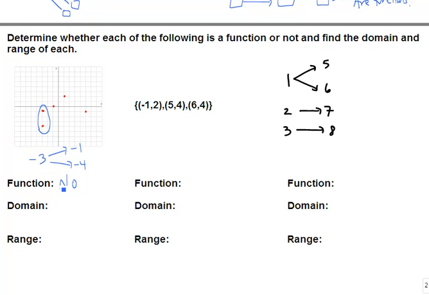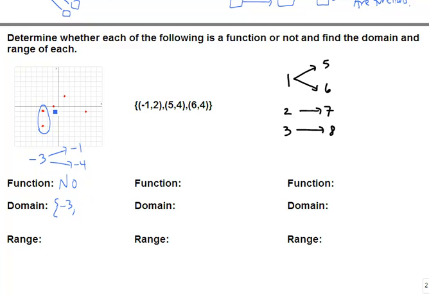To list the domain, what we're going to want to do is list all of the x coordinates that got used here. And since there are only 4 different x values that got used, we're going to list this as a set. So I'm going to use curly braces. And just thinking left to right here, the first x value for both of these points was -3. I'm only going to list it once, even though it got used twice.